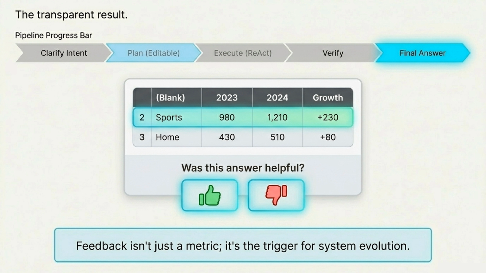Finally, we arrive at the transparent result. TabClaw delivers a clean data table showing exactly what you asked for. Notice the thumbs up and thumbs down buttons? In TabClaw, your feedback isn't just a vanity metric, it is the actual trigger that causes the system to evolve and improve.